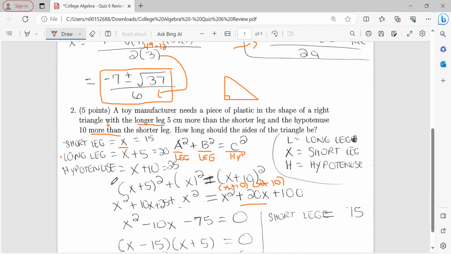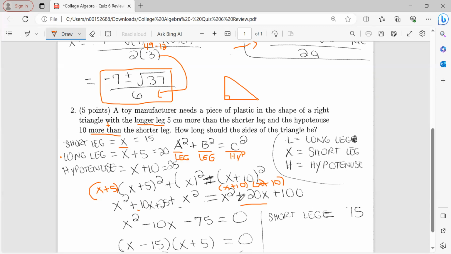On the left side, we want to expand x plus 5 squared. We're multiplying x plus 5 times itself. So x times x gives us x squared. Then we have 5x and 5x. Together that makes 10x. And lastly, 5 times 5 leaves us with 25.